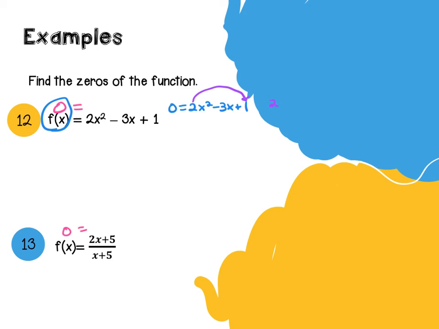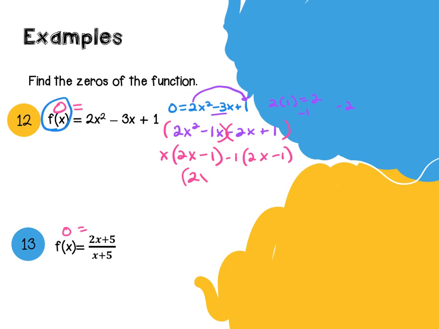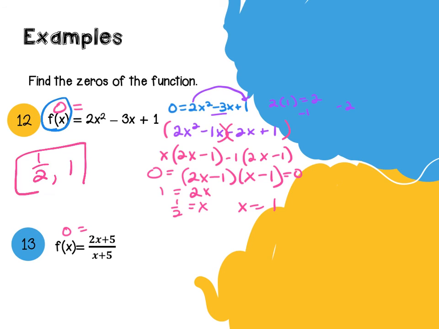2 times 1 is 2. Factors of 2 that sum to negative 3: negative 1, negative 2. Replace your middle term with those. Factor by grouping. Take out an x: x times 2x minus 1, take out a negative 1: negative 1 times 2x minus 1. So 2x minus 1 and x minus 1. Set them each equal to 0. 2x equals 1, and x equals 1/2. x equals 1. So my answers here are 1/2 and 1.